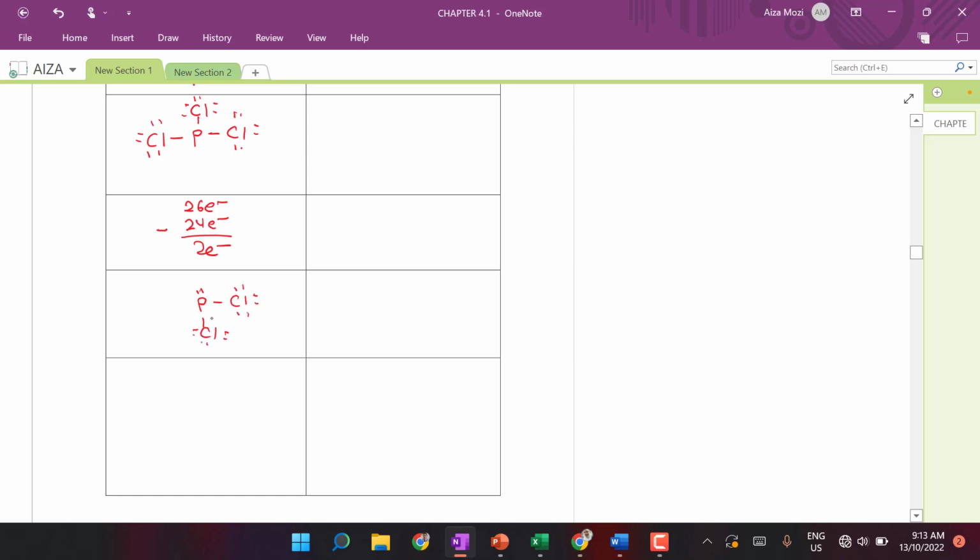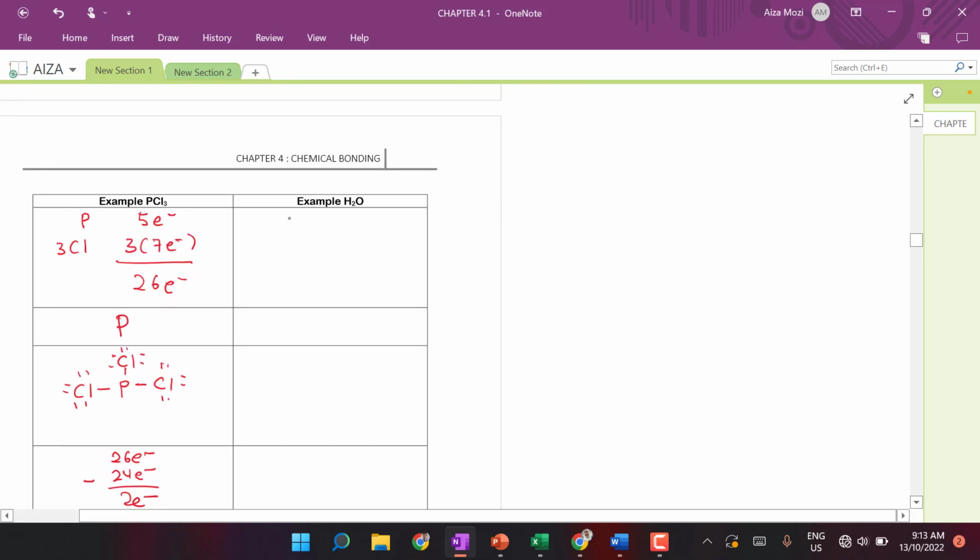And right here you can see that phosphorus is octet, chlorine is also octet. So phosphorus: 5 minus 3 bonds minus 2 electrons is 0. Cl: 7 minus 1 bond minus 6 electrons is 0. So everything has 0 formal charge.